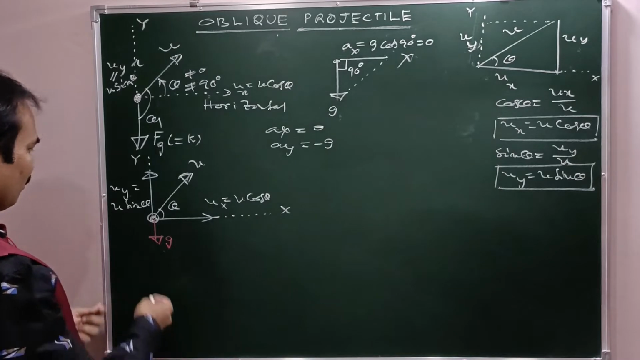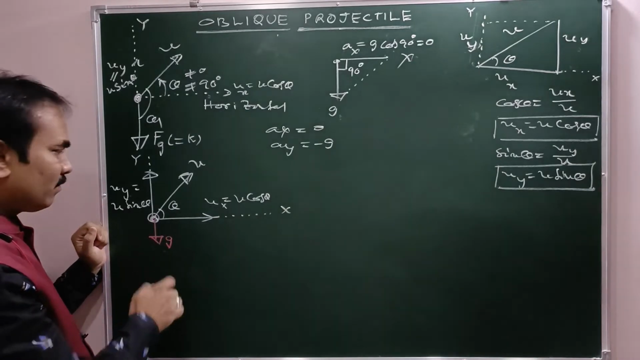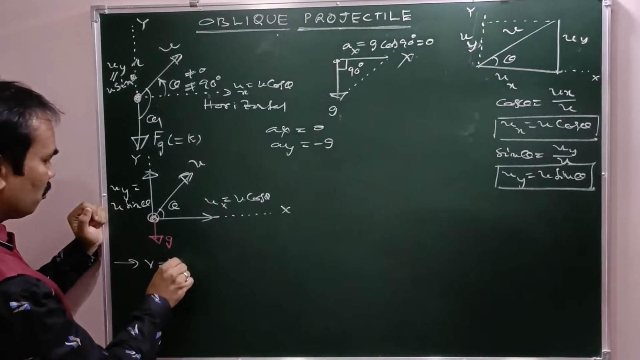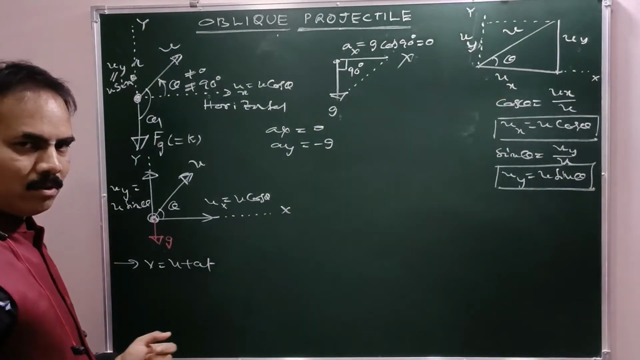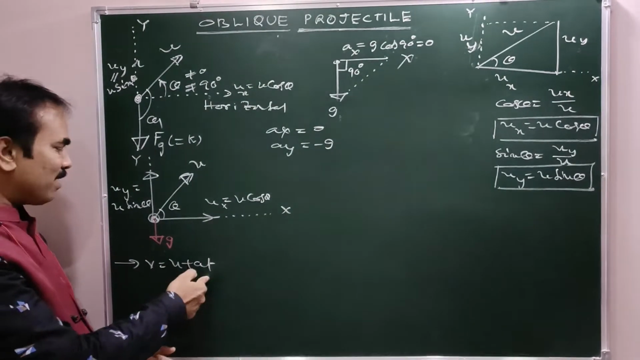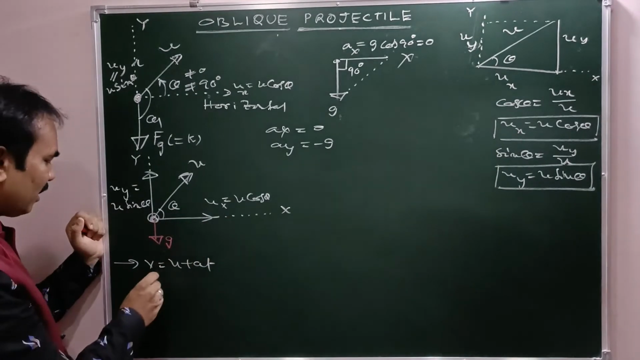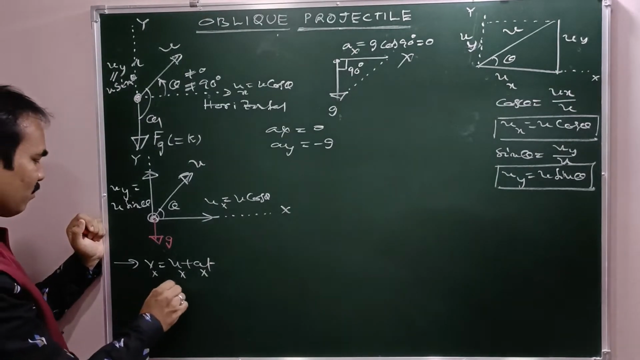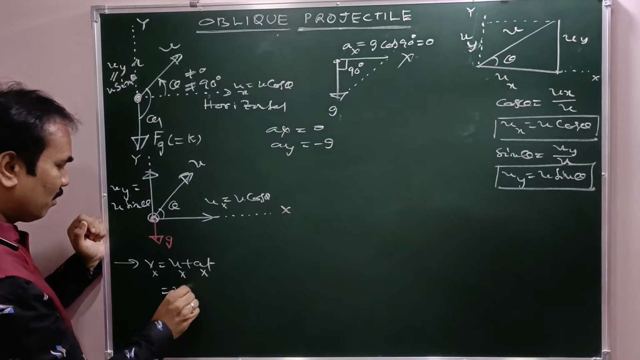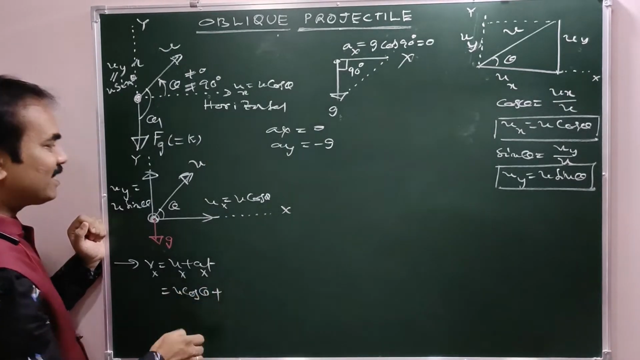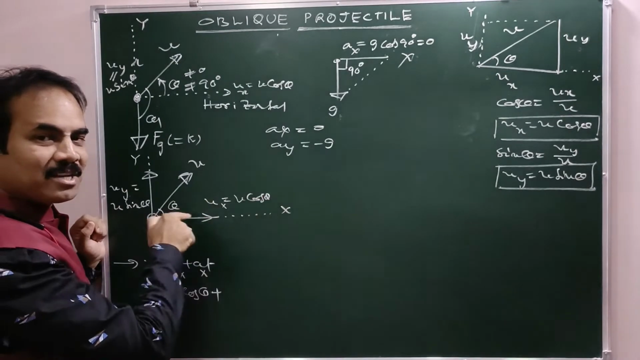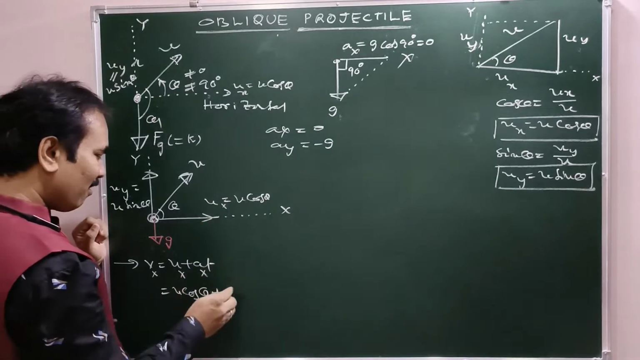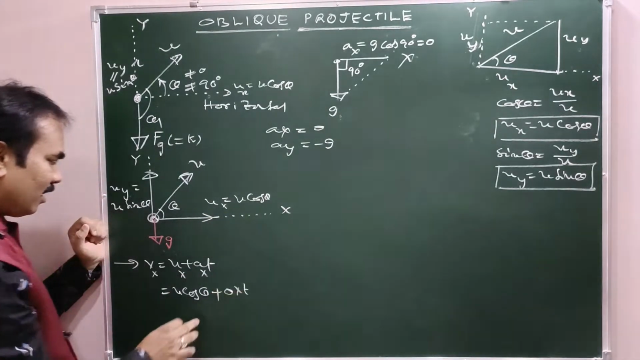Let us see the equations of motion along x and along y. I want to know the velocity after time t along the x-axis first of all. That is vx equal to ux plus ax into t. Here vx equals u cos theta plus ax times t. Ax is 0, because there is no force along horizontal, so there is no acceleration along x. So this term is 0.